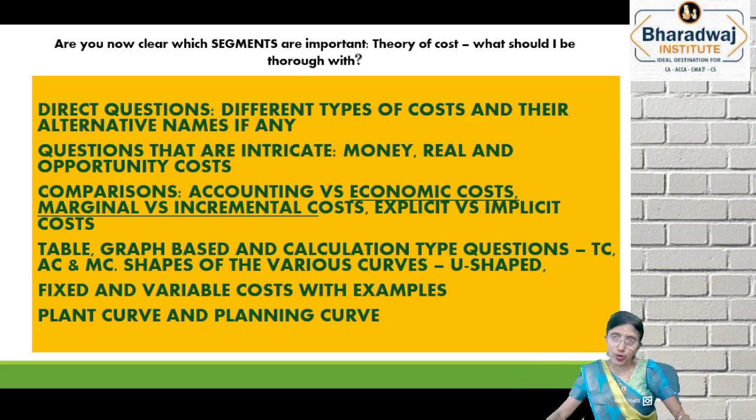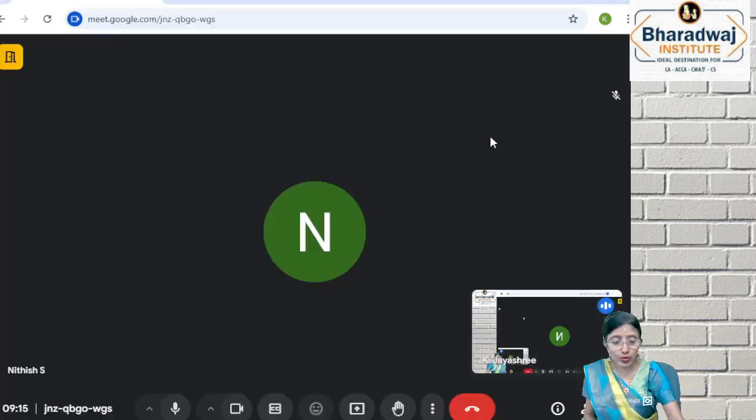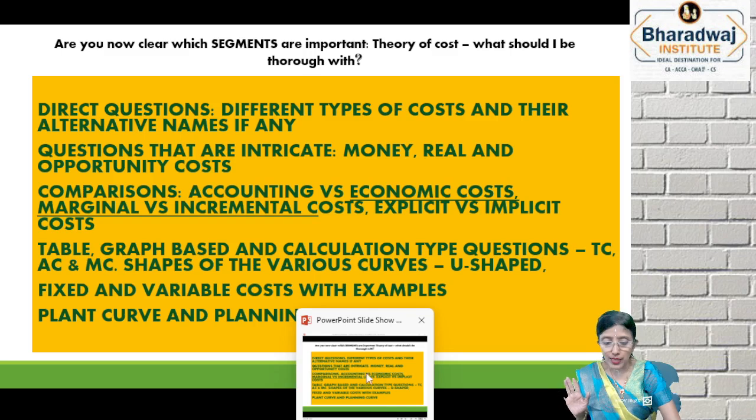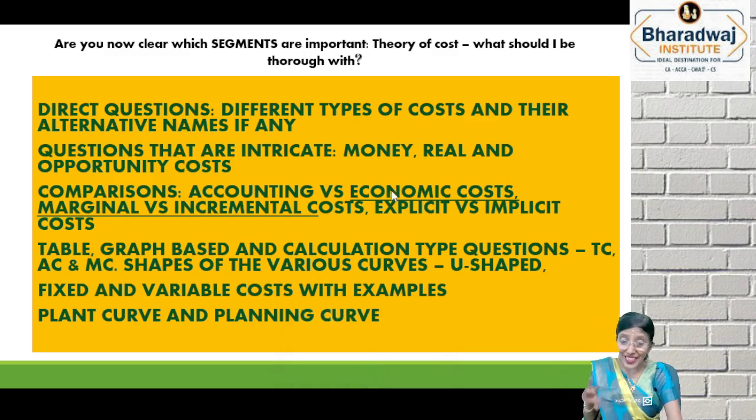As examples, of course, in the class also we have done, but just being revision, we will do it. But as a summing up of this part, I want to just tell you these things. That is, direct questions are different types of costs and their alternative names, if any. So that is very important. First level. Now questions that are intricate means what? Little complex. From money cost, real cost and opportunity cost.